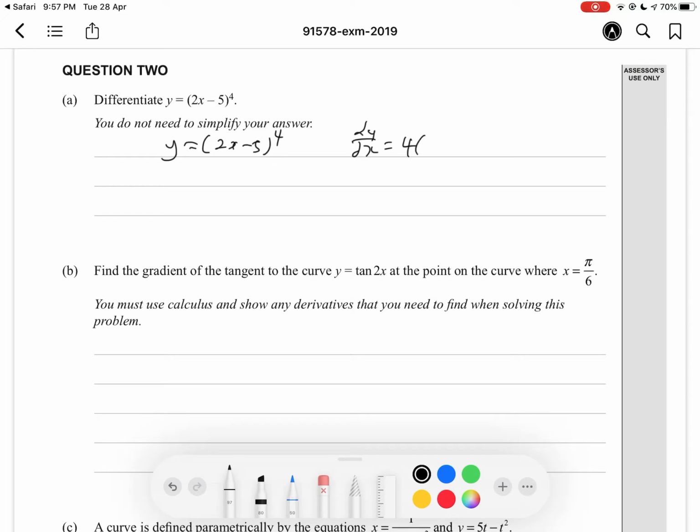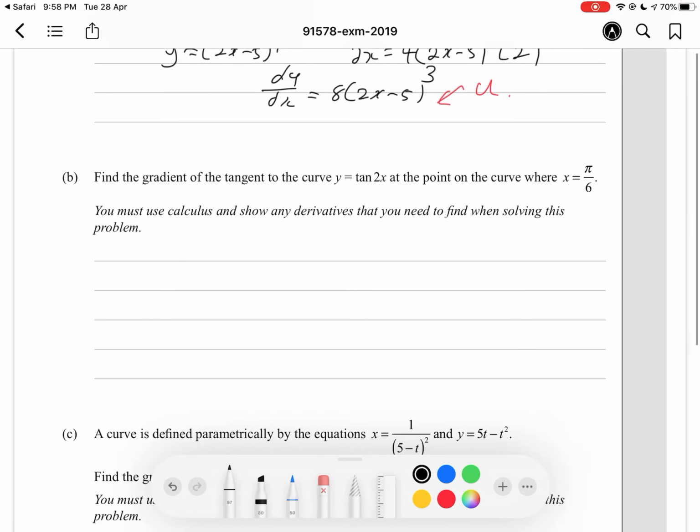So dy over dx equals 4 times (2x minus 5), the 4 becomes a 3, multiplied by the derivative of 2x minus 5. The derivative of 2x minus 5 is just 2. So therefore, you'll have dy over dx equals 8 multiplied by (2x minus 5) to the power of 3. And that should be your final answer, and this is an achieved level question for the derivative.